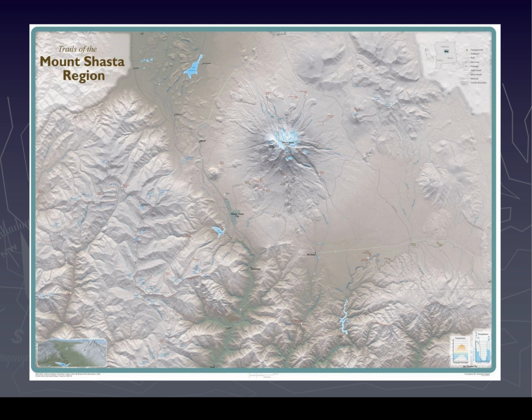Another project that I spent quite a bit of time on, roughly 600 hours, was creating a map of the trails of the Mount Shasta region. This was a cartography project that actually ended up winning a National Geographic Award.